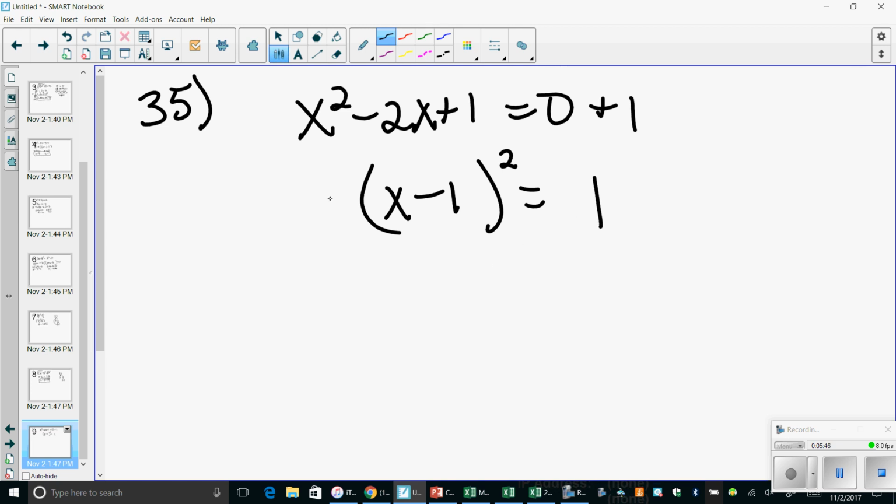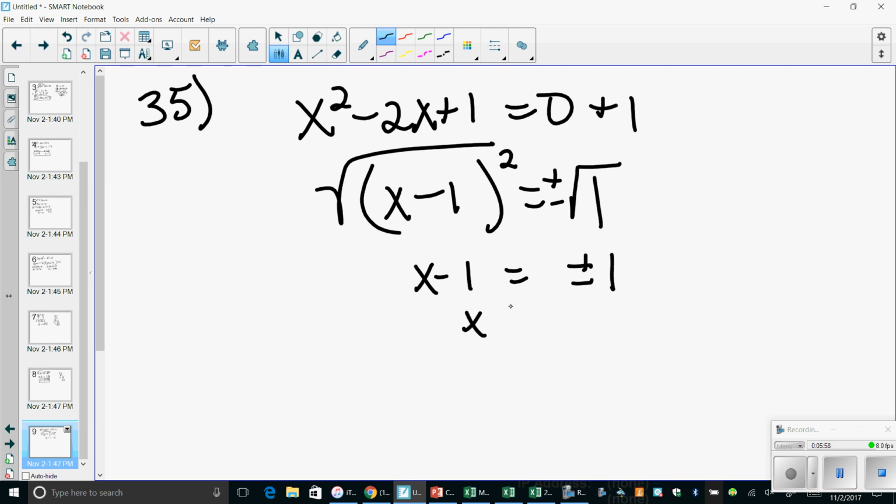So now I'm going to solve this by square roots. I'm going to square root this side and square root this side. So on this side I get x minus 1. On this side I get plus or minus the square root of 1, which is 1. So I'm going to add 1, I'll move this to the other side. So it's going to be 1 plus or minus 1. 1 plus 1 is 2, and 1 minus 1 is 0. My answers are 2 and 0.